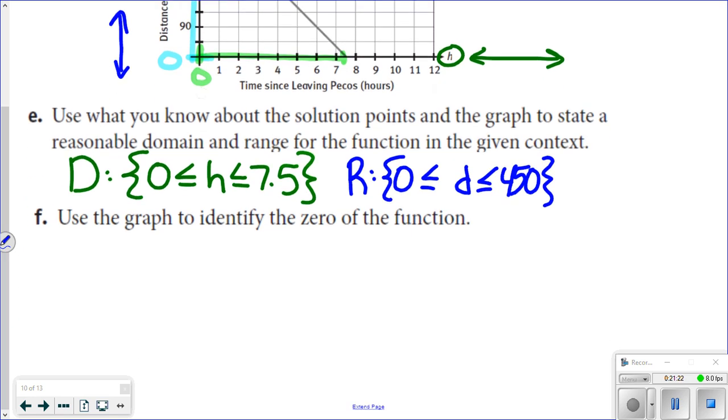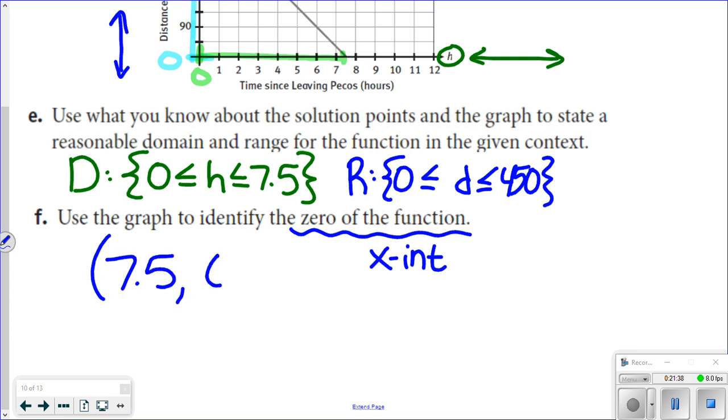Use the graph to identify the 0 of the function. The 0 of the function, that just means your x-intercept. Okay, your x-intercept, which we've already talked about. Your x-intercept is 7.5, where your graph ends along your x-axis.